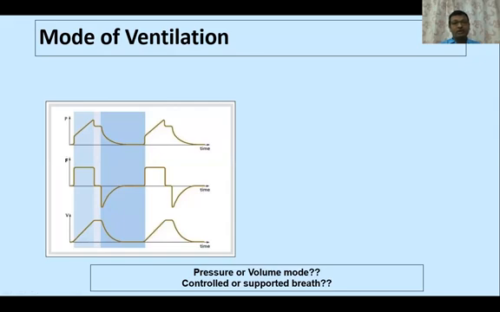Now the next question is, is it a controlled or supported breath? If you come to the volume waveform, you can see there is a mandatory inspiratory portion. So this is a volume control mode.